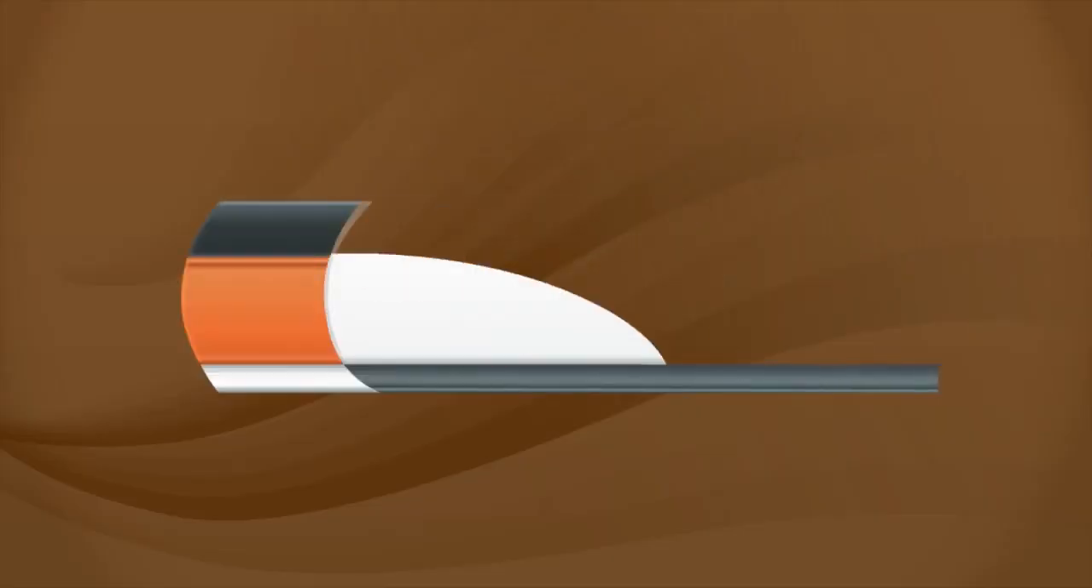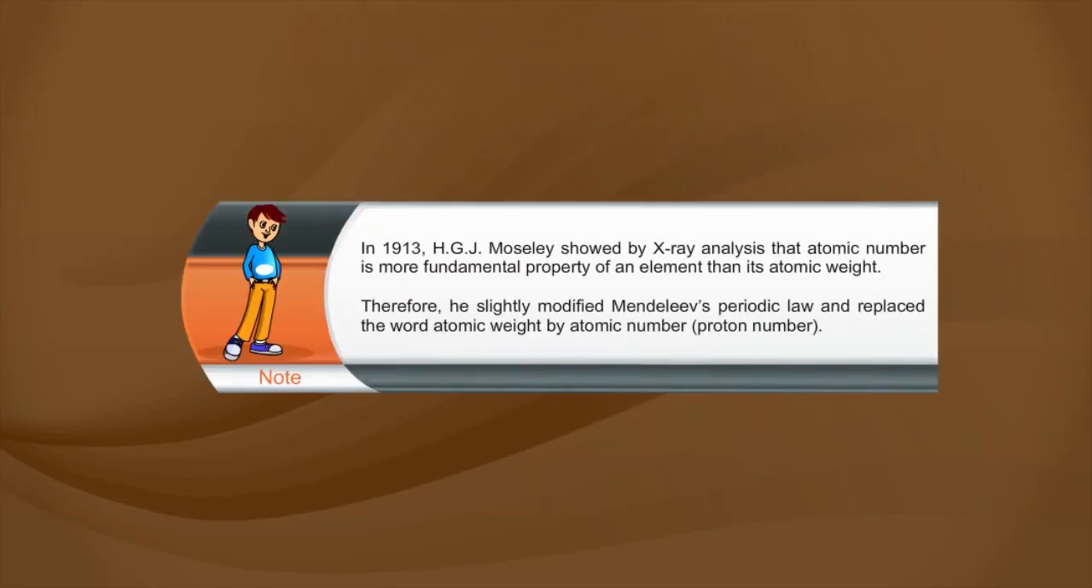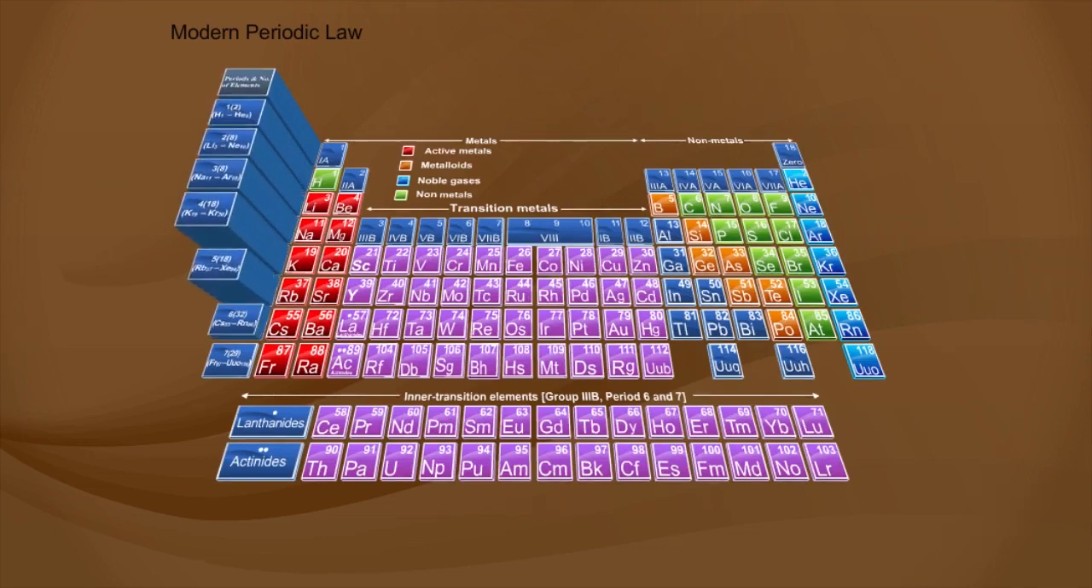In this activity, we will understand how the long form of the modern periodic table is arranged. Note that in 1913, H.G.J. Moseley showed by X-ray analysis that atomic number is a more fundamental property of an element than atomic weight. Therefore, he slightly modified Mendeleev's periodic law and replaced the word atomic weight by atomic number, as was believed before his work was done.